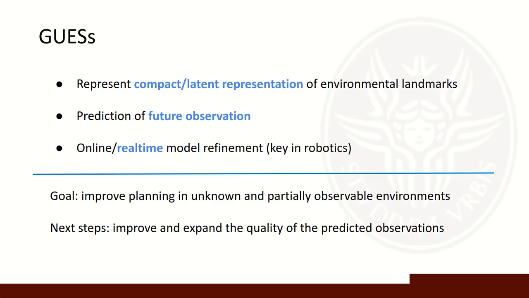Summarizing, GUESS is an online real-time implementation that iteratively refines its model to predict future observation of a mobile robot operating in unknown environments. Our goal is to expand the robot sensory horizon to support and improve planning for robot actions. However, our approach still presents limitations in prediction accuracy, which is going to be tackled in the next steps of the development of GUESS.